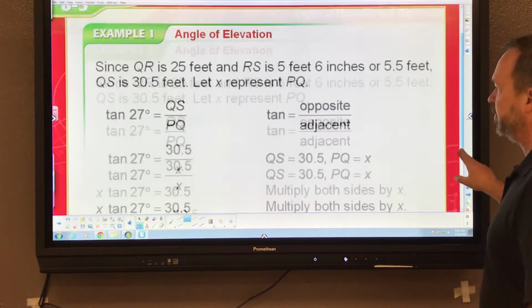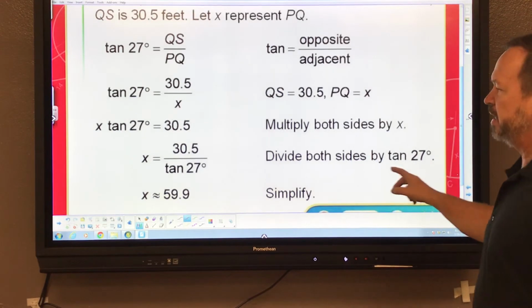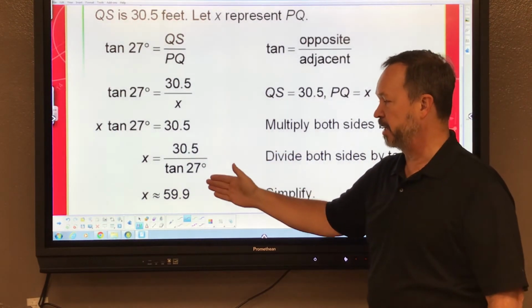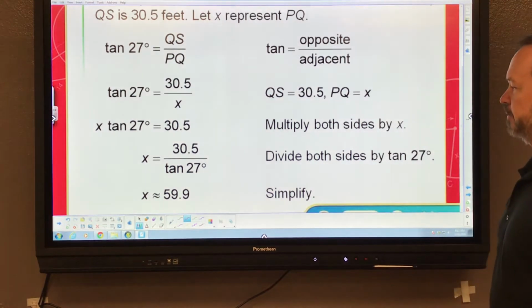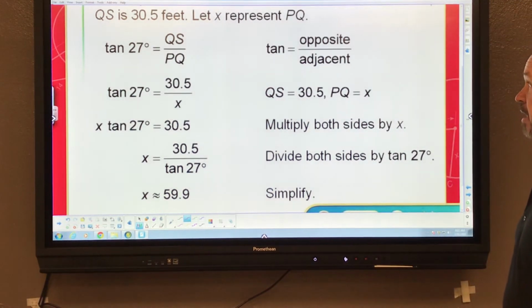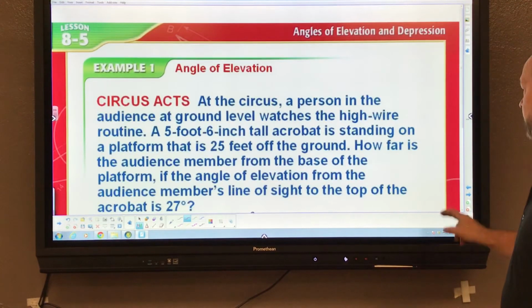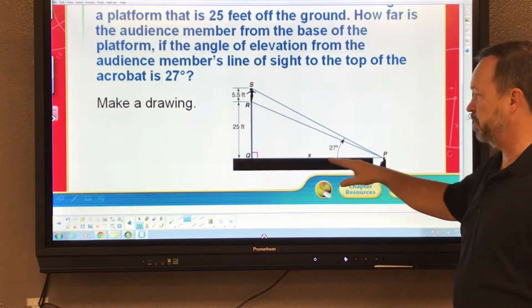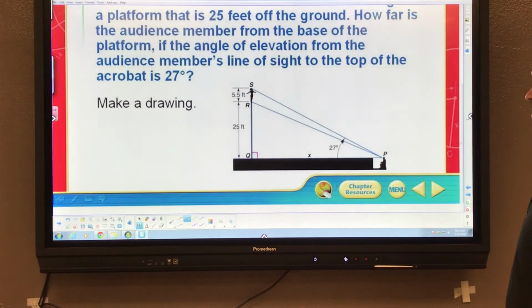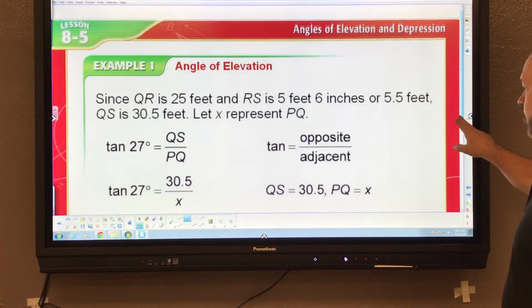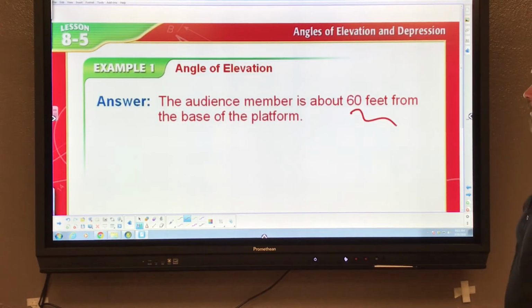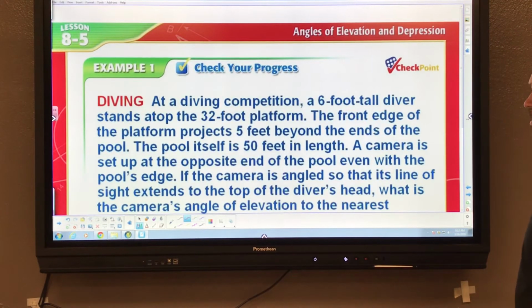And they set it up, and they did the same things we did. And when they put this in the calculator, they got 59.9, and that would be feet, I believe. We're talking about how far this is, because this is feet, so this would be feet. So it's almost 60 feet away is where the person is sitting. That's what it says here, 60 feet. 59.9, so it's about 60 feet.